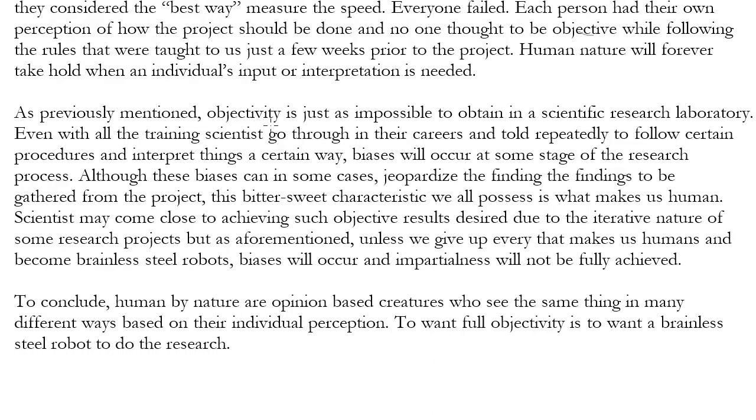As previously mentioned, objectivity is just as impossible to obtain in a scientific research laboratory. Even with all the training scientists go through in their careers and told repeatedly to follow certain procedures and interpret things a certain way, biases will occur at some stage of the research process. Although these biases can in some cases jeopardize the findings to be gathered from the project, this bittersweet characteristic we all possess is what makes us human. Scientists may come close to achieving such objective results desired due to the iterative nature of some research projects, but as aforementioned, unless we give up everything that makes us humans and become brainless steel robots, biases will occur and impartialness will not be fully achieved.